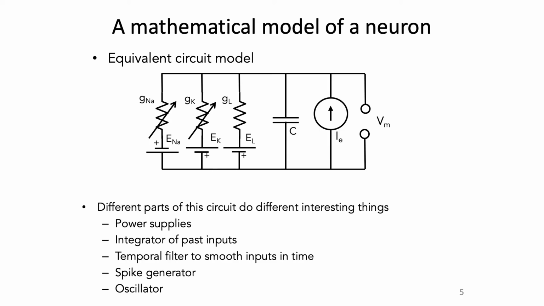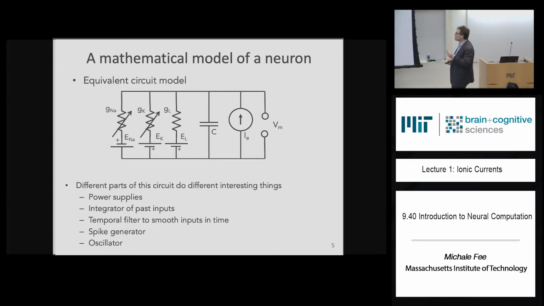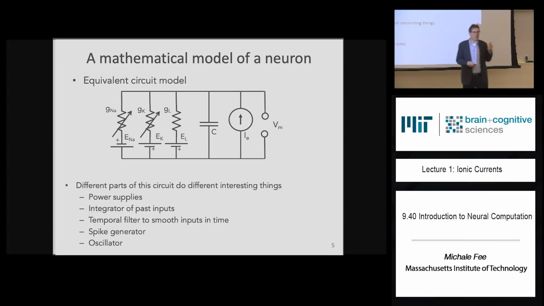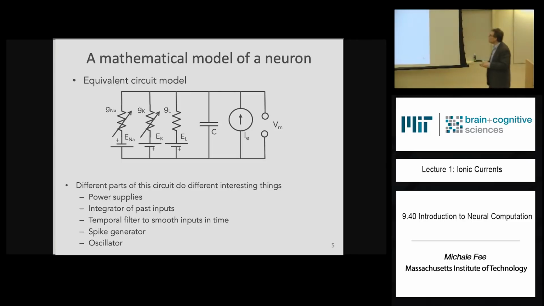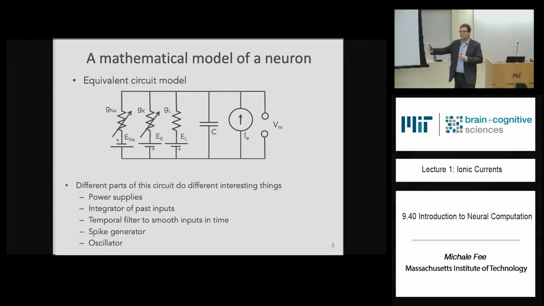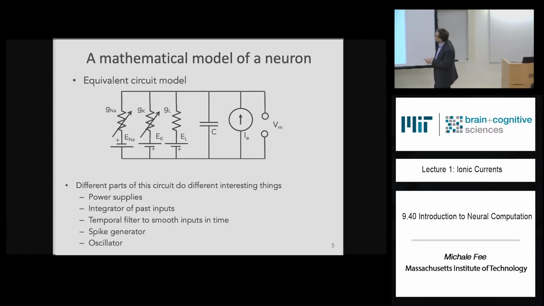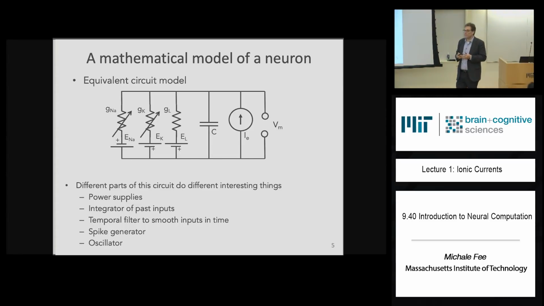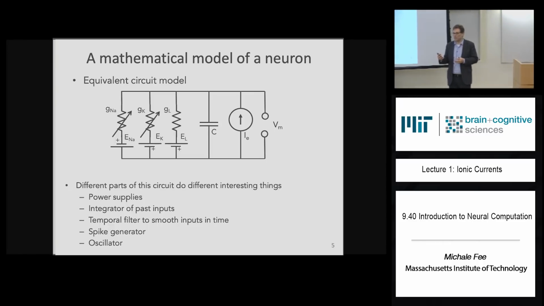So let me just point out a couple of other interesting things about this model. Different parts of this circuit actually do different cool things. So neurons have not just one power supply. They've got multiple power supplies to power up different parts of the circuit that do different things. Okay? Neurons have capacitances that allow a neuron to accumulate information over time, to act as an integrator. If you combine a capacitor with a resistor, that circuit now looks like a filter. It smooths its past inputs over time.